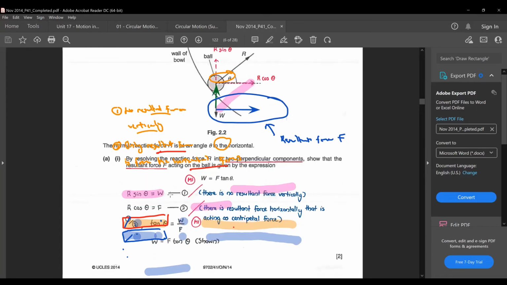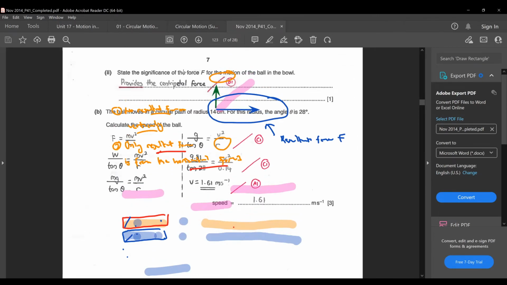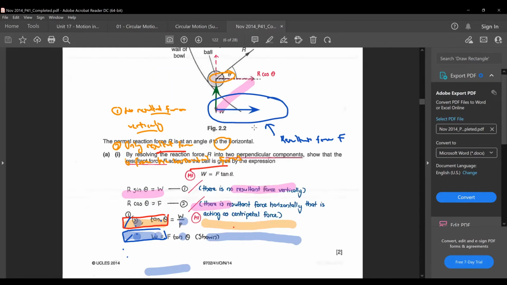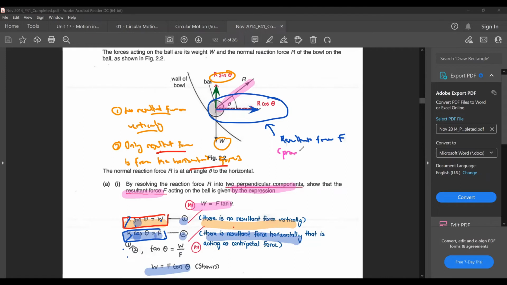Then the next part of the question asks: what is the significance of the resultant force F for the motion of the ball in the bowl? This resultant force actually provides the centripetal force for the object to move in a circle.